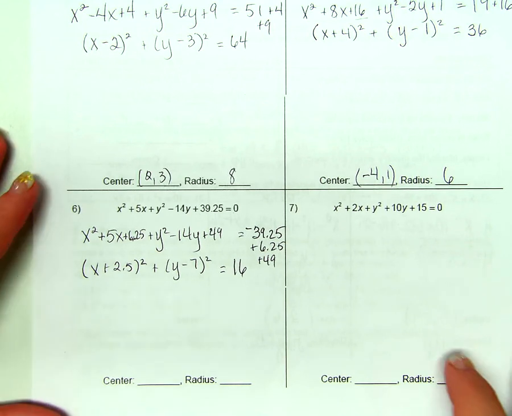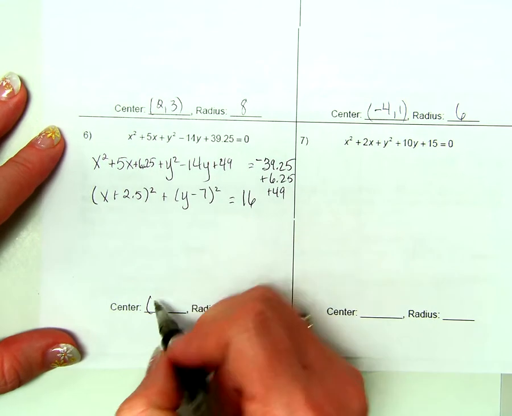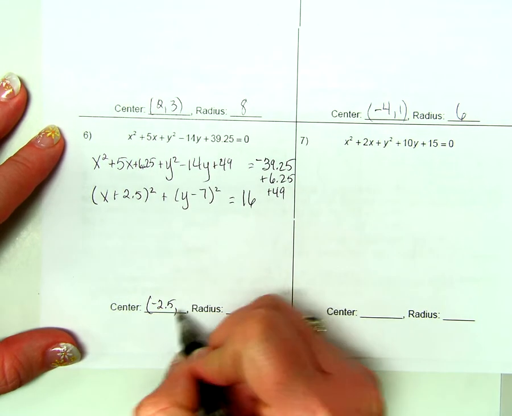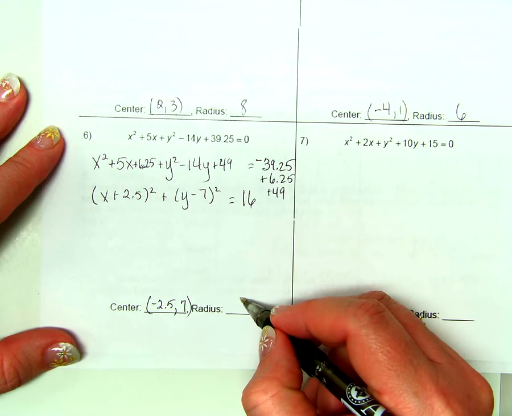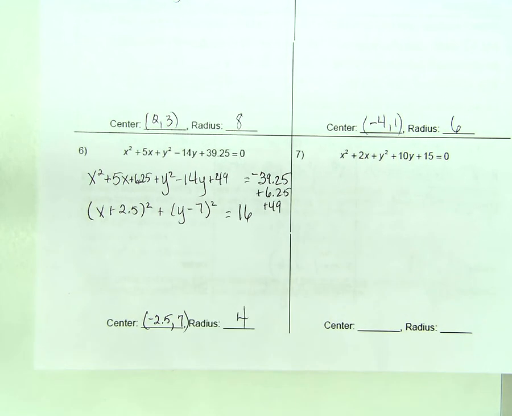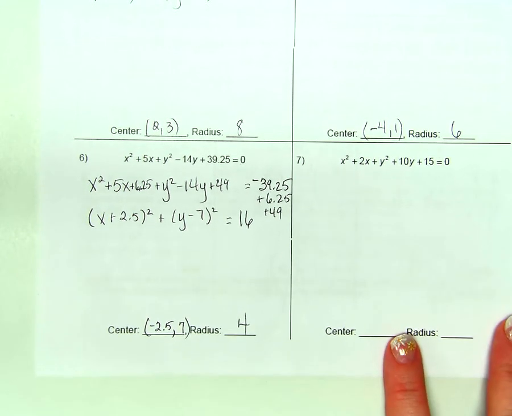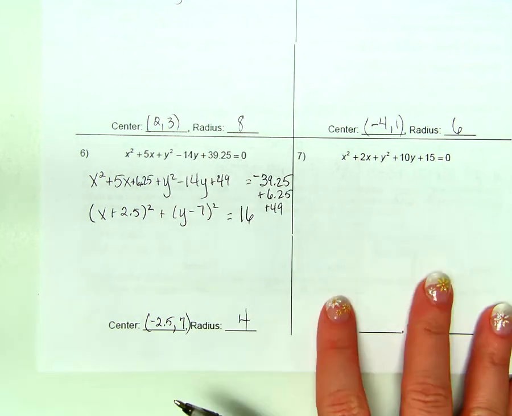Where is my center? (−2.5, 7). And what's my radius? 4. Now, I think you picked this one because it was harder and you wanted me to do the hard one, right? Was this harder? Then why'd you pick it? Because it has a decimal. Okay, so now you've seen one done with decimals. You okay? Do you want me to go ahead and do 7 or no?